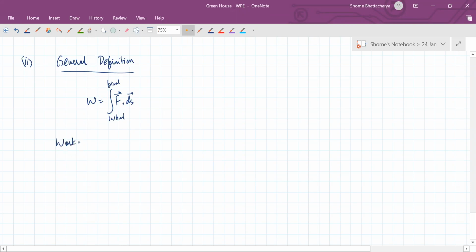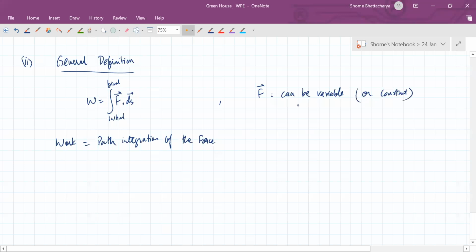So in words, it is said that work equals what we call the path integration of the force. So here, F can be variable or even constant. Even constant is a special case of this. Variable in magnitude or direction, or both. All cases are possible.